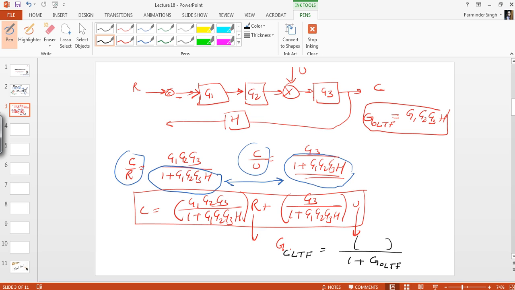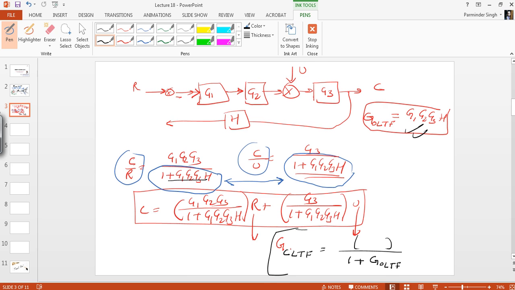Yes or no? If you look at either C by R or C by U, the denominator is the same. What is the denominator? It is 1 plus G1, G2, G3, H. And what is G1, G2, G3, H? It is nothing but the open loop transfer function. So instead of writing this entire expression, can I write directly 1 plus G, the open loop transfer function? Clear?